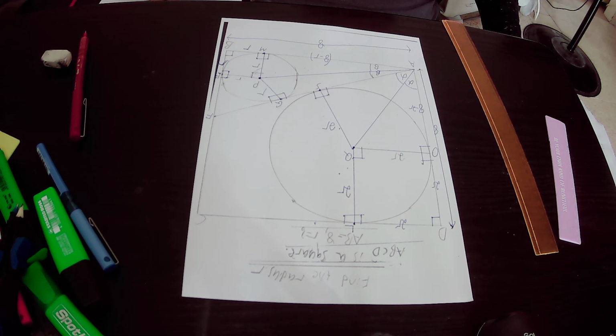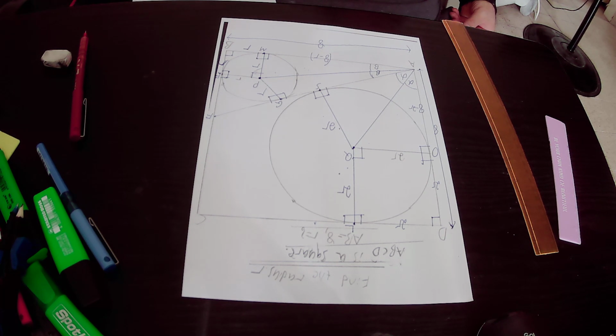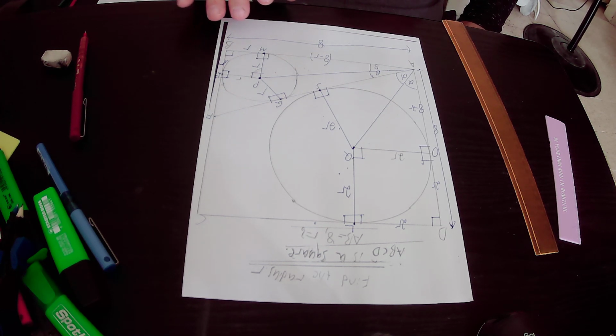Okay, so now I'll summarize the lecture. Actually, we wanted to find out the radius of this small circle. We have here square ABCD. We know that one side of square ABCD equals 8 units, and inside the square we have two circles. The radius of the big circle equals 2r, and the radius of this small circle equals r, and we want to find out the value of r, or the size of the radius of this small circle.